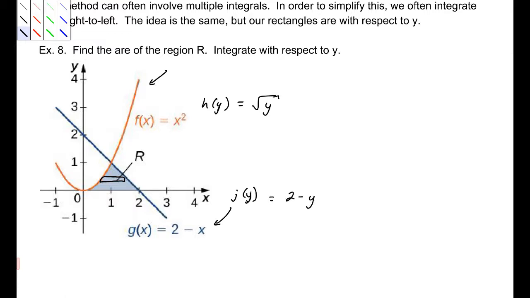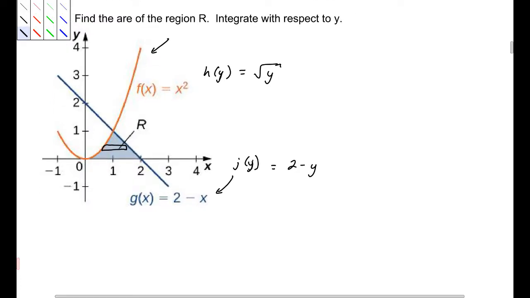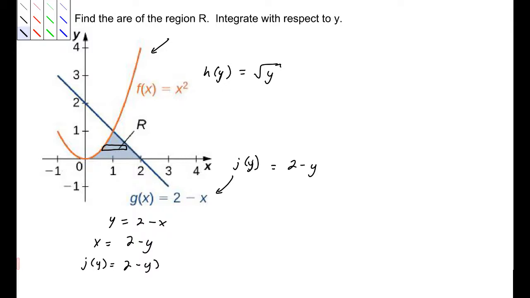So just to refresh you there, if I said y equals 2 minus x, and I solved for x, I would get x equals, no, it'd be 2 minus y there. So then this is g, or in my case I called it j. J of y equals 2 minus y. Okay, so that's how we go about doing that.